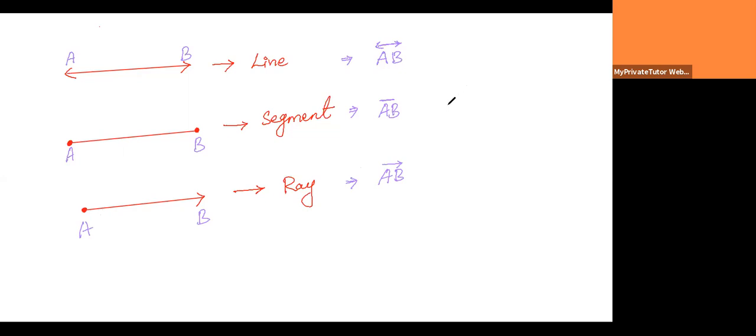So please remember this going forward, you will get all these things. Please let me know if you have any questions. This is very important, the basics of lines. If not, we'll go to the next thing. Does anybody have any questions?